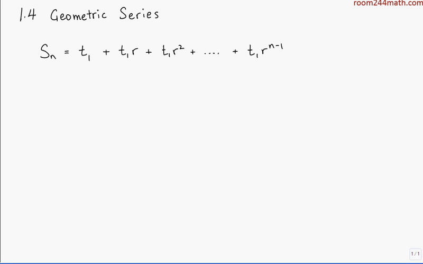Another thing to note is that we are just finding partial sums here. These geometric series don't go on forever. We're just finding the sum of a few terms.